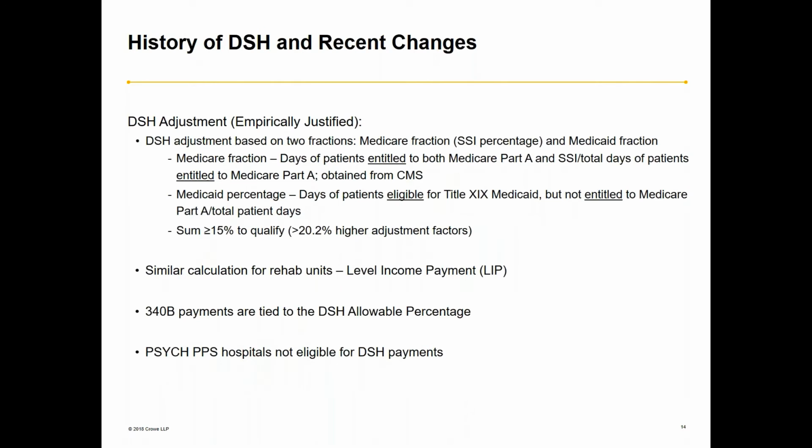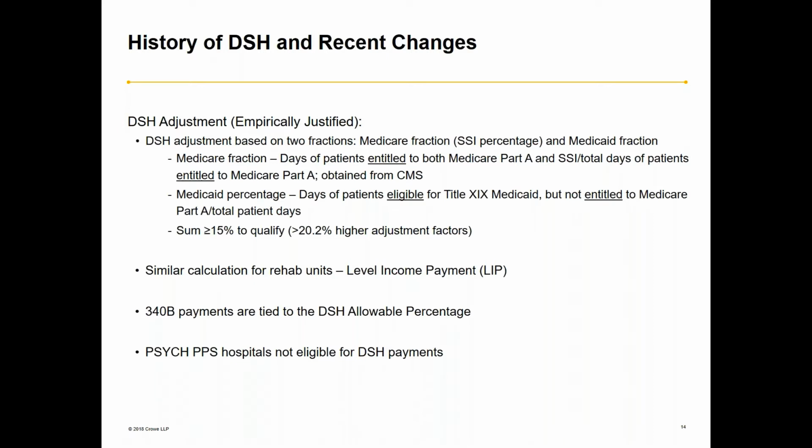So how does a hospital qualify as a disproportionate share hospital? So there are two things that go into this qualification. The first one is the Medicare fraction. So this is the days of patients entitled to Medicare Part A divided by total days of patients. So that is what is referred to as the SSI portion of this fraction, and that's provided to us by CMS. So that is information that comes out annually.